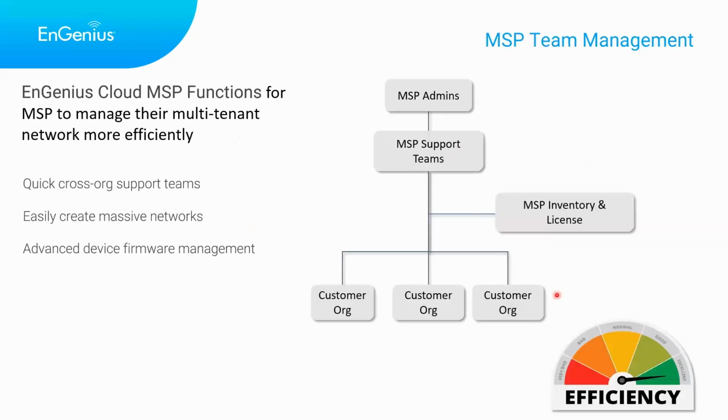First is team management. Under the EnGenius Cloud MSP Portal, we now have an option to have your team management handled across multiple orgs. In the past, you did this individually per org. Now you can have one major MSP administrator, like your super admin, who can see all the different teams and organizations at a glance. From here, you can easily manage different inventory and licenses, and assign different team members per org as well.